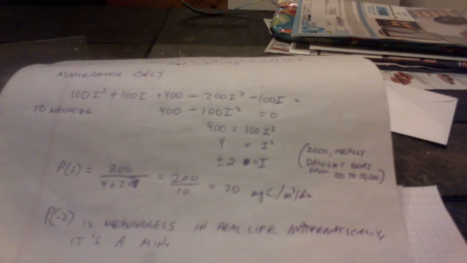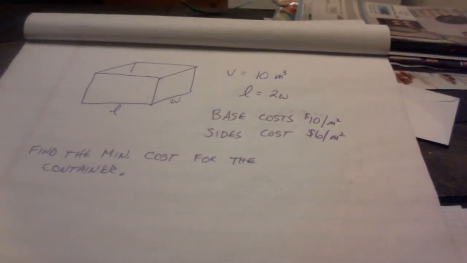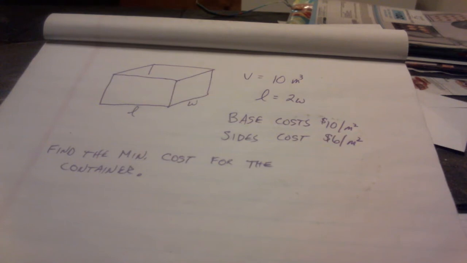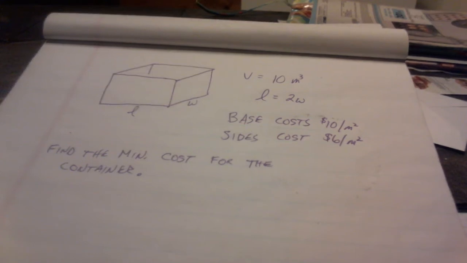And here's the other problem. So we got a box that's open on the top, and we're going to try and make this box to minimize the material. So you see the costs. And now we got to lay down this problem. Let's see what we can do.